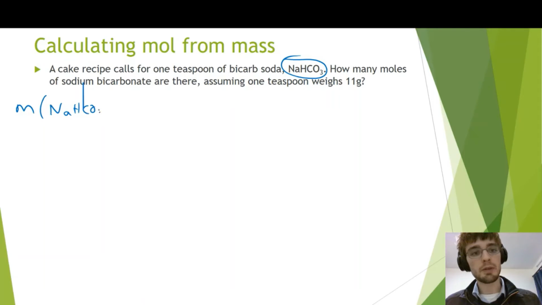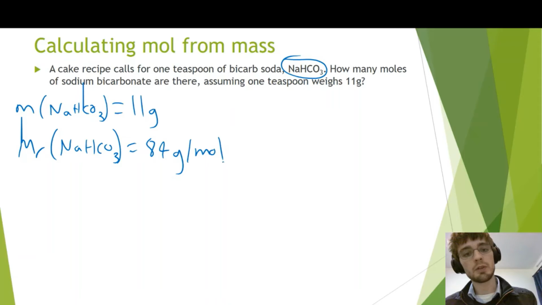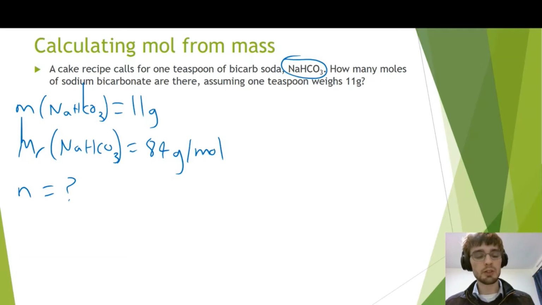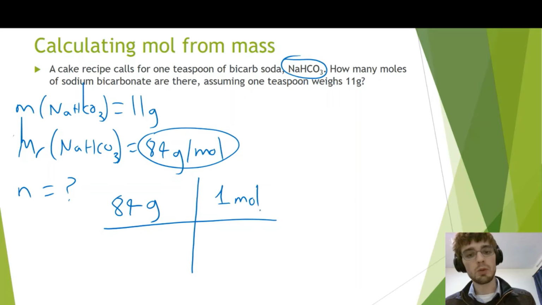So again, I'll write out my information here. The mass of sodium bicarbonate is equal to 11 grams. The relative molar mass of sodium bicarbonate is 84 grams per mole, which we figured out on the previous page. And the amount, we don't know. So again, I'll start with the cross proportion here. So from our molar mass here, we know that if there's 84 grams of sodium bicarbonate, there is 1 mole of sodium bicarbonate. Down the bottom, we'll say if there's 11 grams of sodium bicarbonate, there are n moles of sodium bicarbonate.